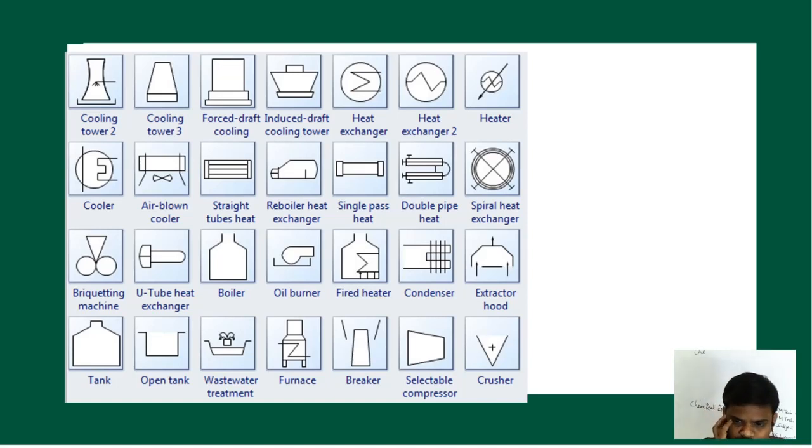Particularly in this course, we will be using a heater. So for a heater, what is the symbol we have to use? For a heat exchanger, how to make use of it? How can a heat exchanger be represented? Okay, you can just go through this. Take a few moments to see the different symbols. Say furnace is there, breaker is there, crusher is there. These can be mechanical operations, right? U-tube heat exchanger, air blown cooler. These are mostly heat exchanger equipment representations.